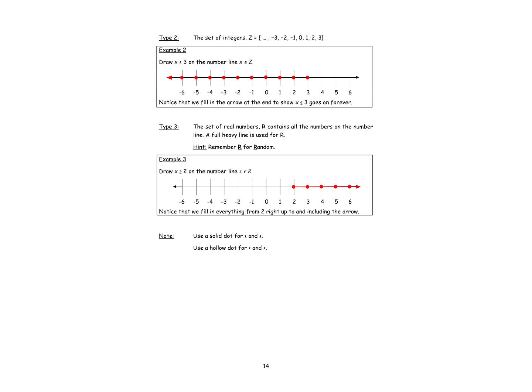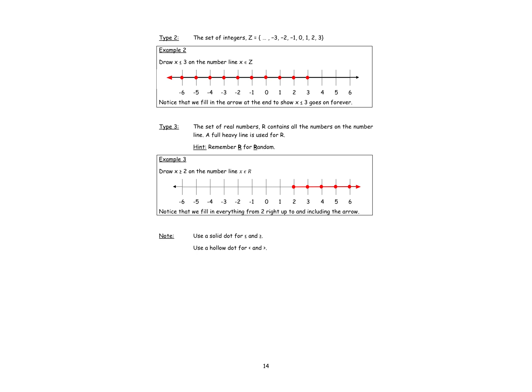Type 3 is the set of real numbers. Now, the real numbers contains all the numbers on the number line. So a fancy R is used for the reals. And a way to remember the real numbers is R for random. So they're just random numbers. Any number you can think of, it's a real number.